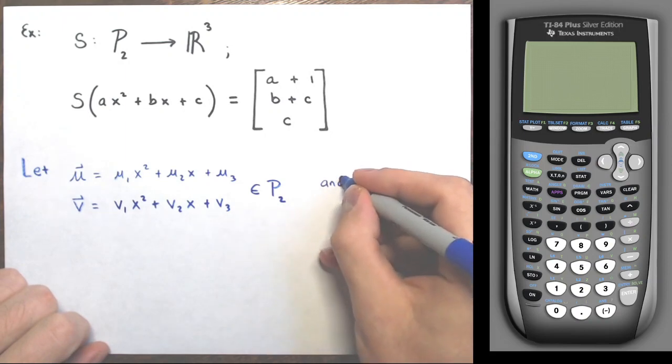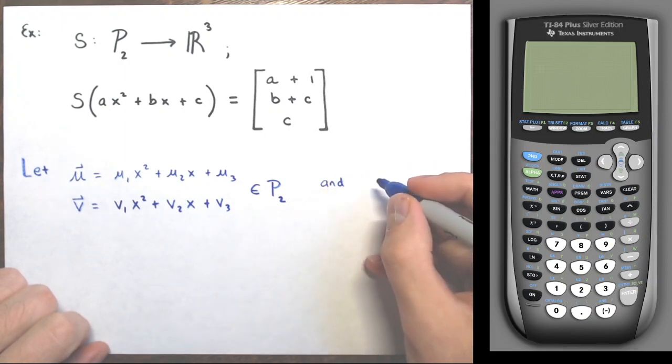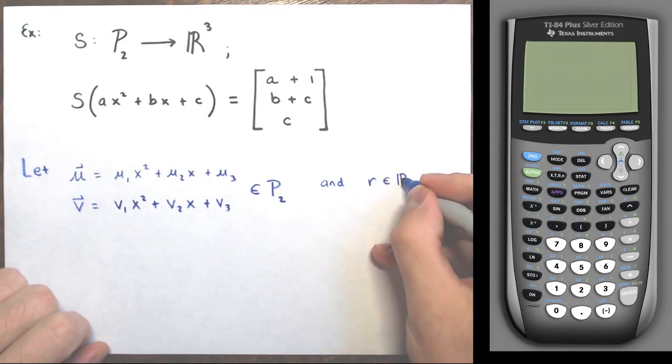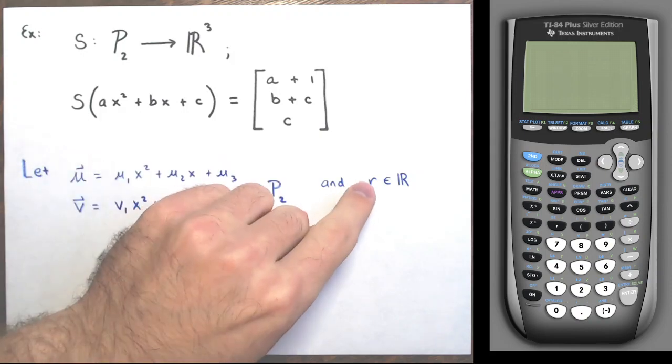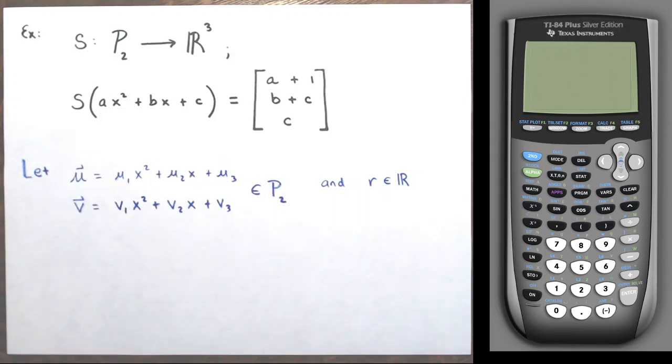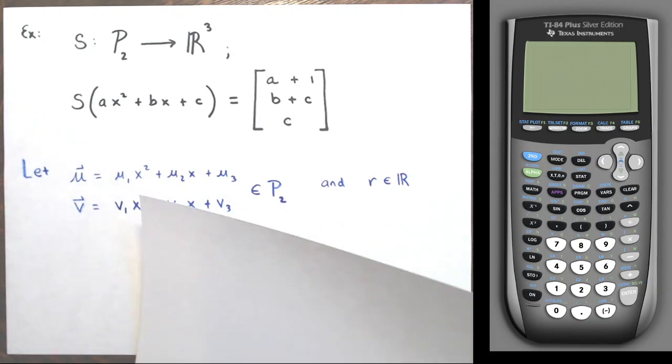And just some representative of a scalar, I'll use the lowercase r to represent any scalar. So these are any vectors from P2, and this is any scalar. All right, so just as before, first question, check that additivity property.